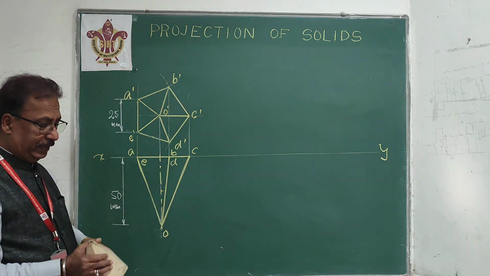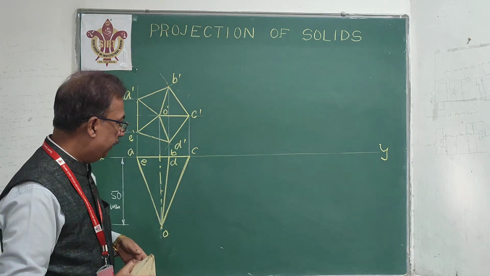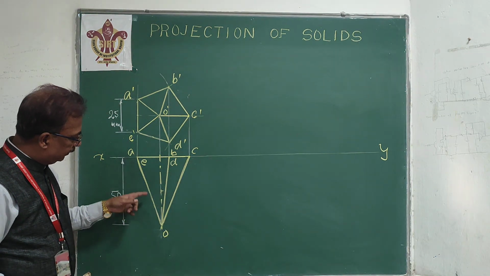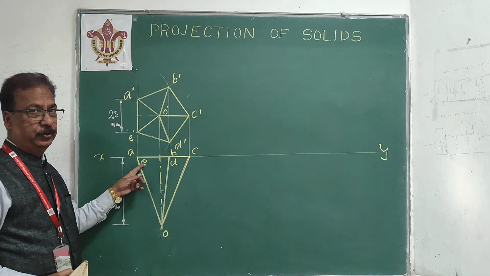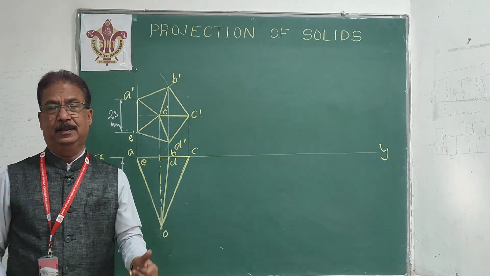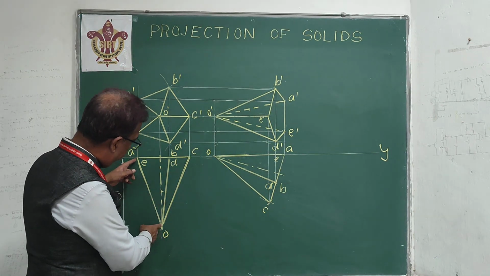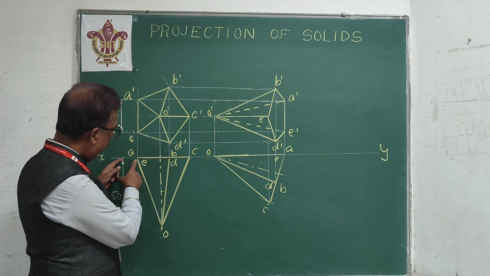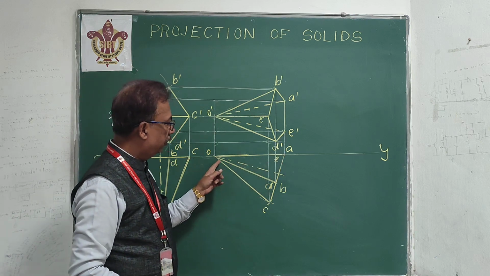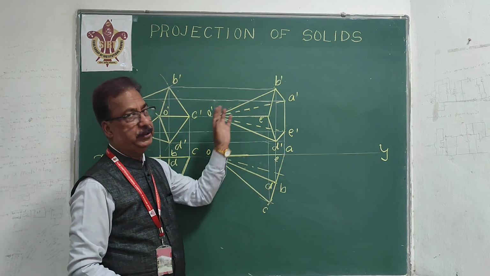Now in the second stage I am going to make this face lie on the VP. If you look at the top view, this is the face, that is AOE. So in the second stage I am going to make it lie on the XY line. What I have done is kept this OAE, the triangular face, on the VP, copied this figure, and then drawn the front view.